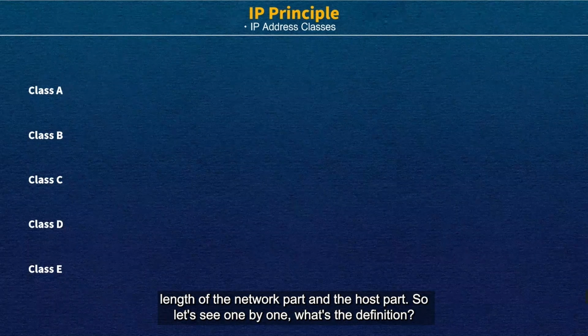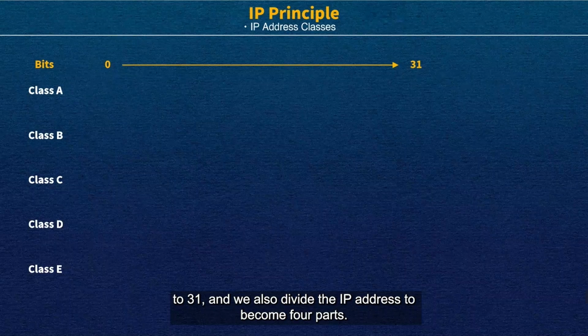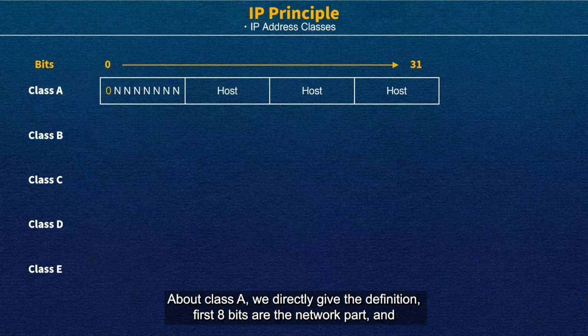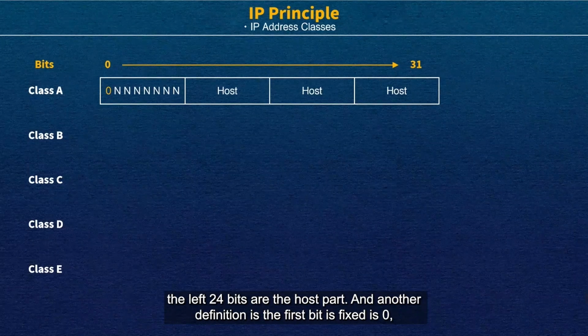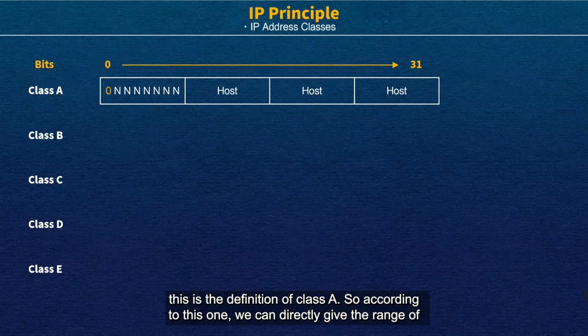What's the definition? About class A or class B, the length is the same. We have 32 bits long, with sequence numbers from 0 to 31, and we also divide the IP address into 4 parts. About class A, we directly give the definition: the first 8 bits become the network part, and the rest 24 bits are the host part. And another definition is the first bit is fixed, it is 0. This is the definition of class A.